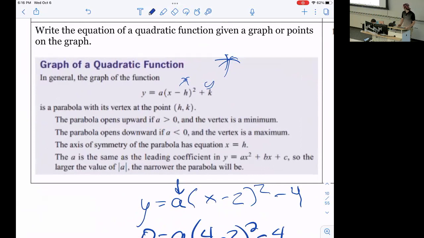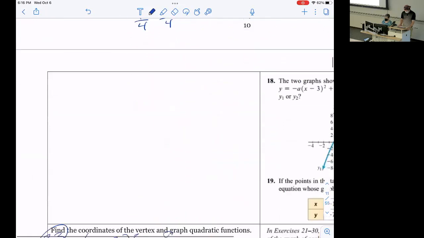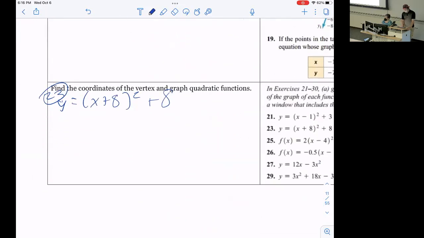The graph of the function is a parabola with the vertex at the point (h, k). Well, h and k are just right here, right? So let's go back to our problem. We know that x minus h, so that's a plus there, which means it's going to be a -8. So our vertex x-coordinate is going to be -8.